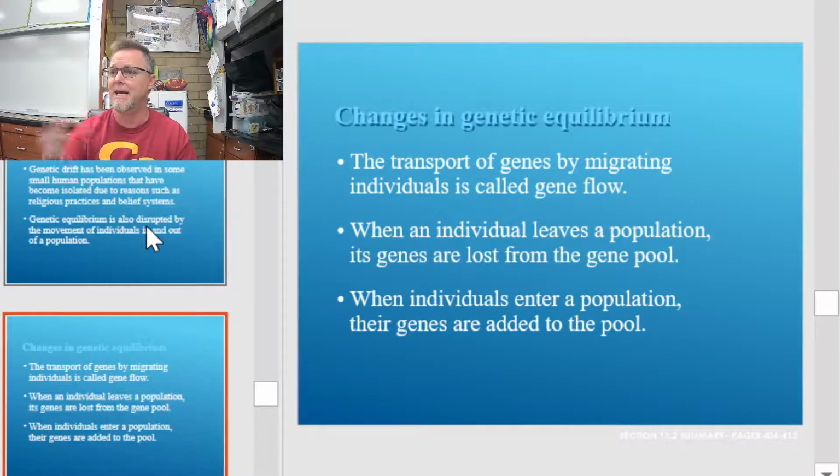So if I'm going in and out, my genes are flowing in and out of the population. When an individual leaves a population, the genes are lost from the gene pool. When they enter a new population, the genes are gained.